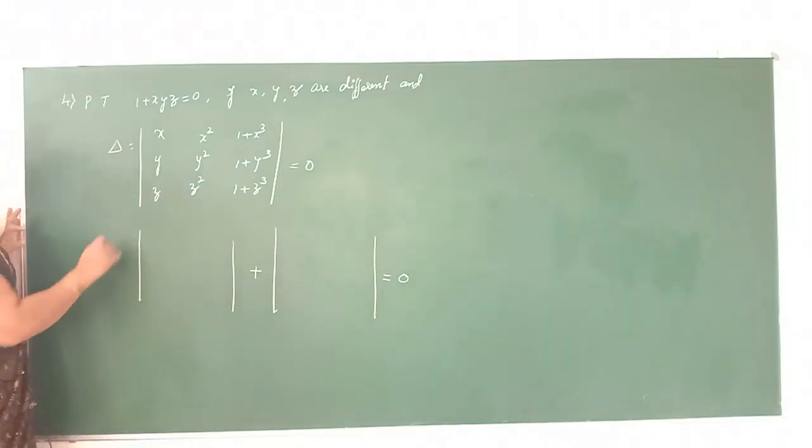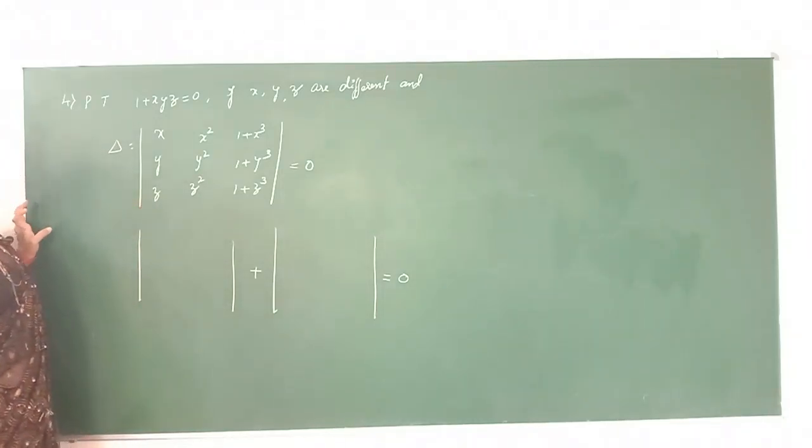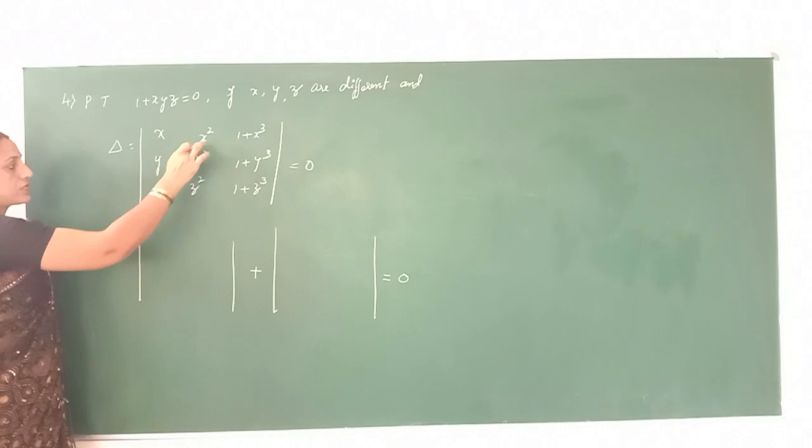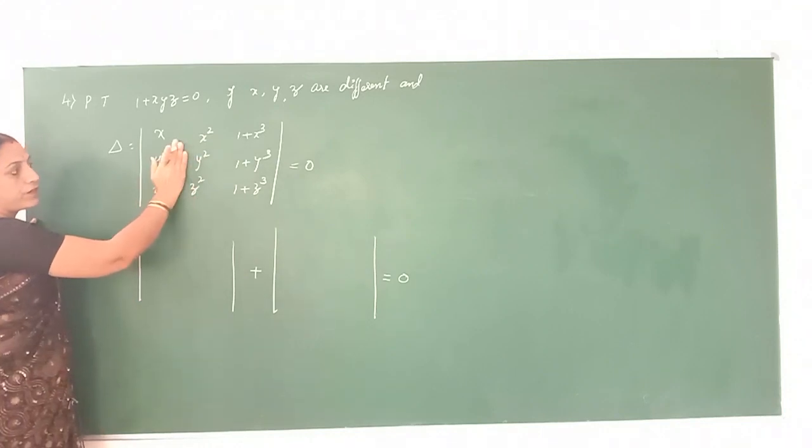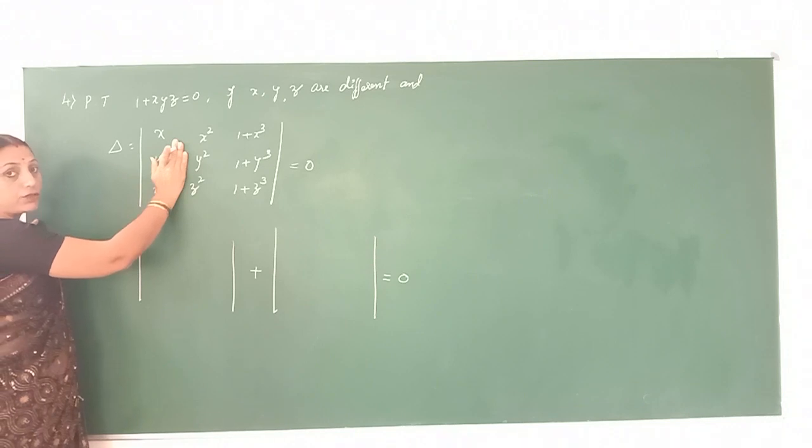Now what are the elements that can be expanded into these two determinants? First, the first and second columns do not alter, because these are not in the form of either addition or subtraction of two elements.